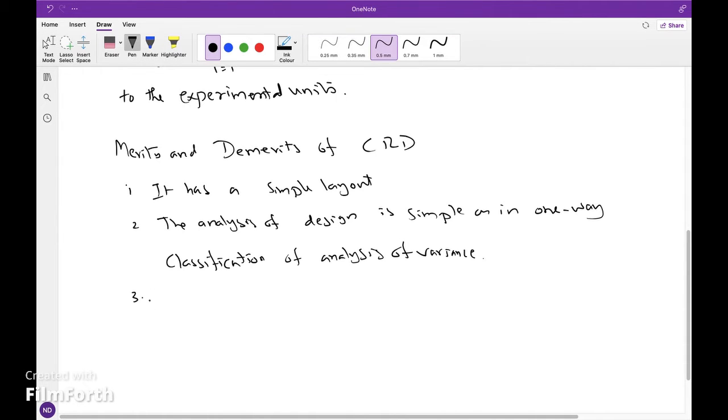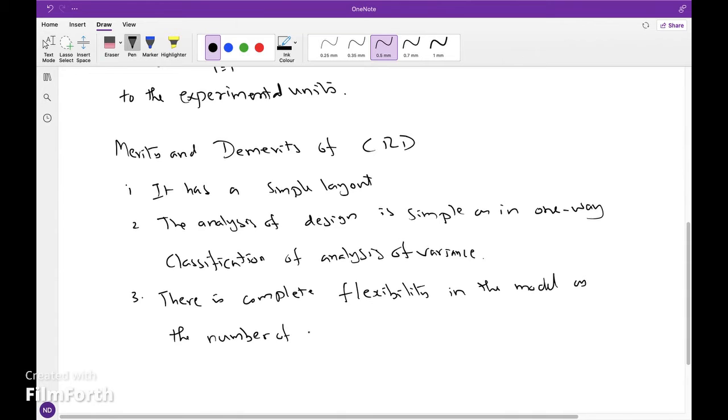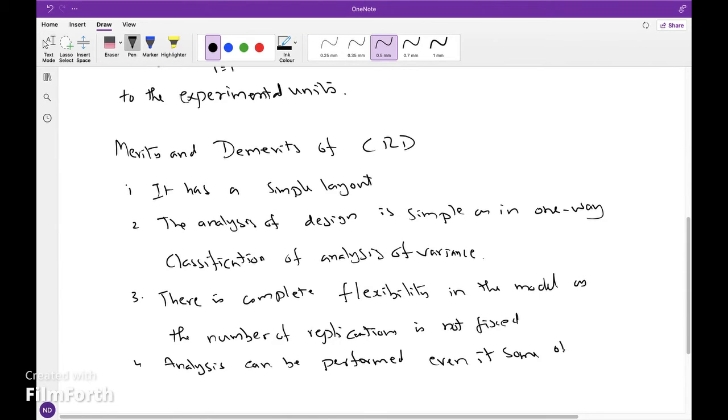Three, there is complete flexibility in the model, as the number of replications is not fixed. Four, analysis can be performed even if some observations are missed.